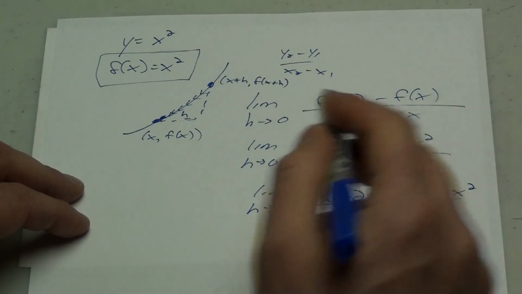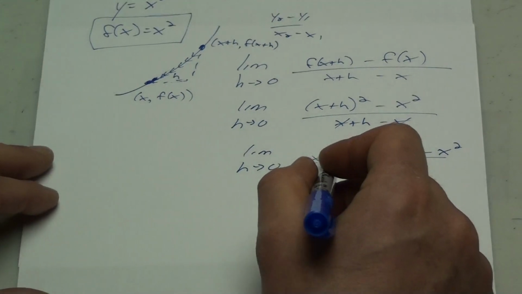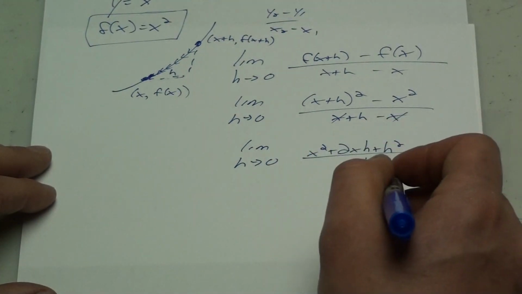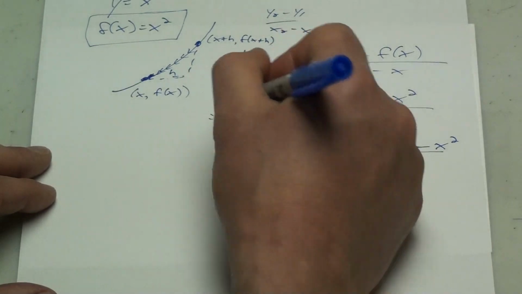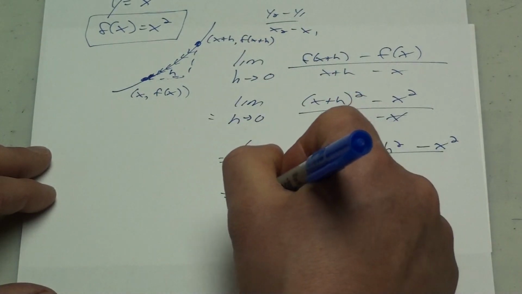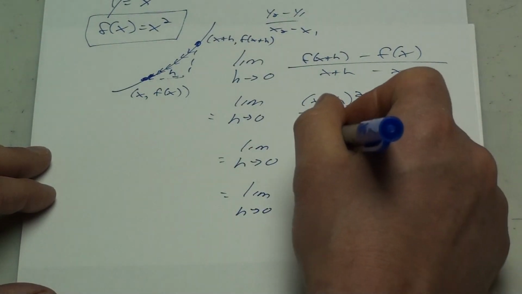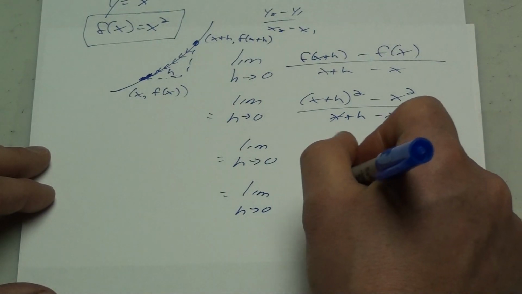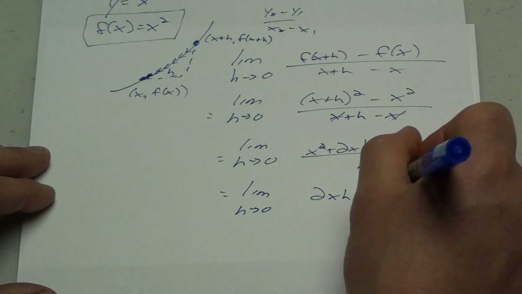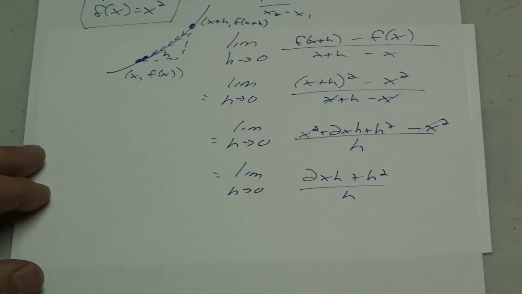Minus the x squared. My x squared and my negative x squared are going to cancel out. So limit h approaches 0. x squared and minus x squared cancel out, and we're left with 2xh plus h squared divided by h.